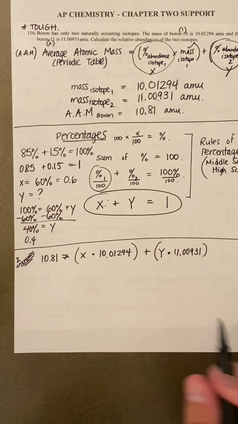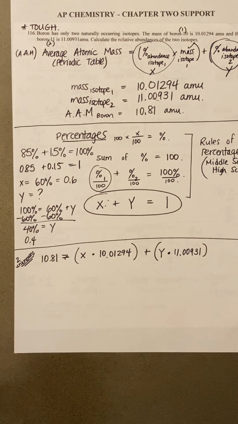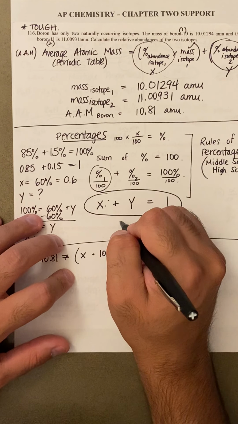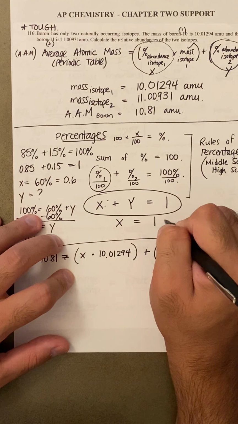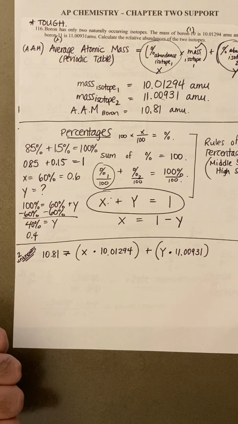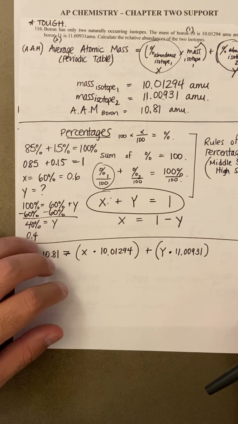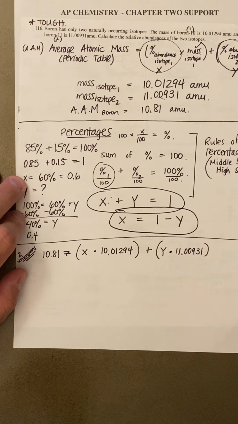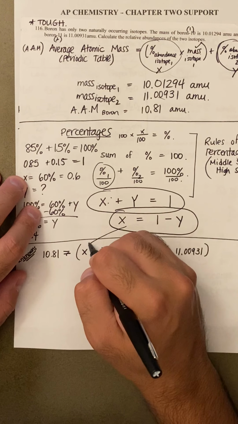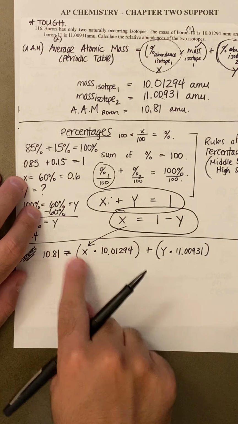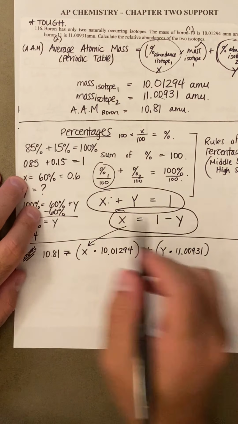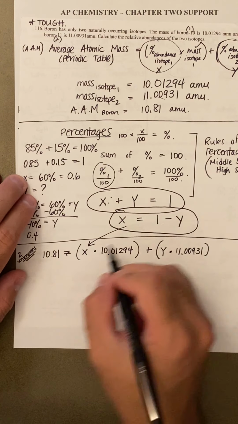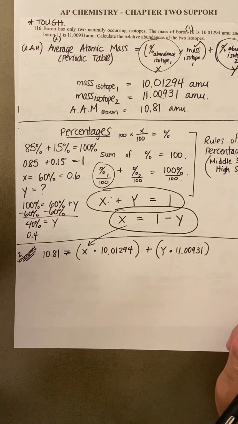I could rearrange this and solve for things in terms of x or y. If I want to, I could rearrange this and say x is equal to 1 minus y. X is equal to 1 minus y, kind of like what I did over here. Now I have x in terms of y, and I could plug that in here. So instead of having x here, I can have 1 minus y. So I will only have one unknown, and that will be y.